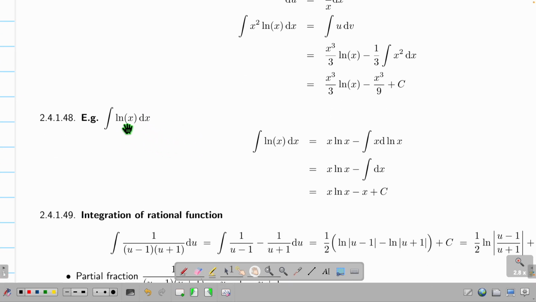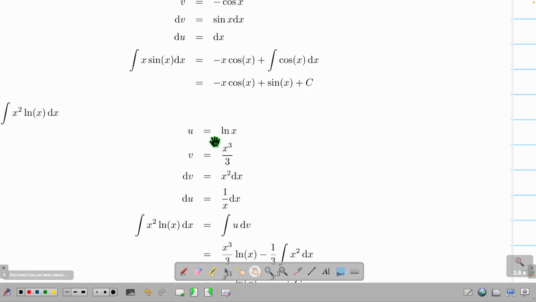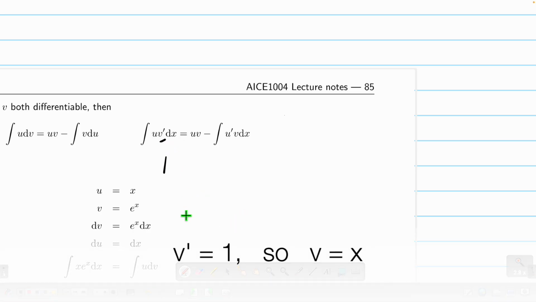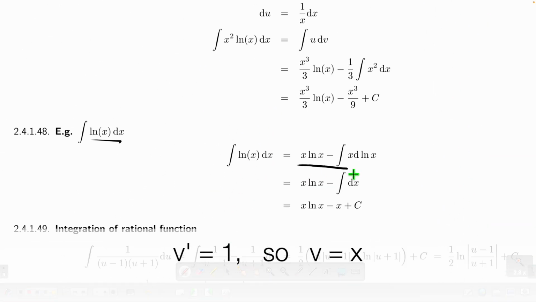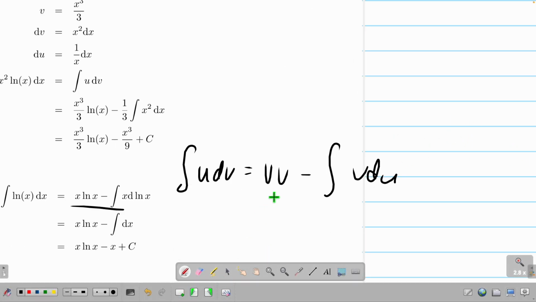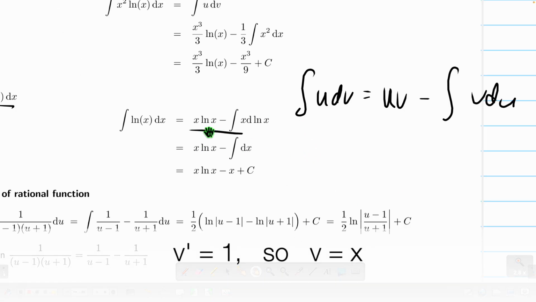What else? Integrate log x. So you can actually think of it this way, where my v prime is 1. Nobody said this one cannot be 1, right? Then here, let me put it here: the integral of u dv equals uv minus the integral of v du. One small thing: because there are so many uv and vu in an exam, you might write too fast and then not know which is which, so be careful.